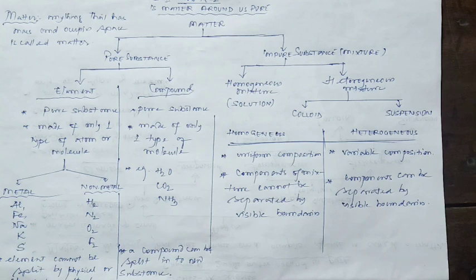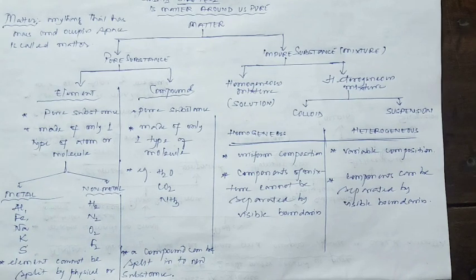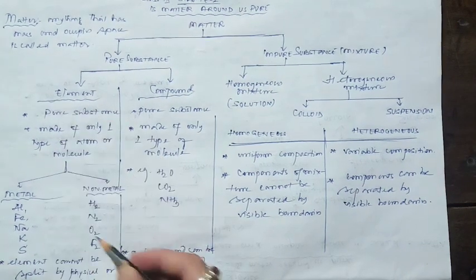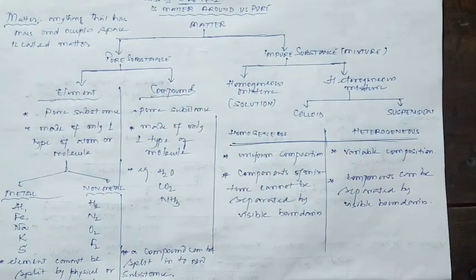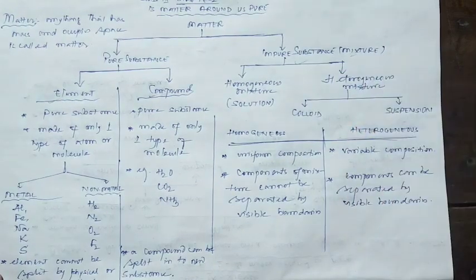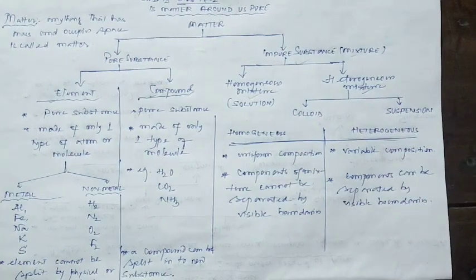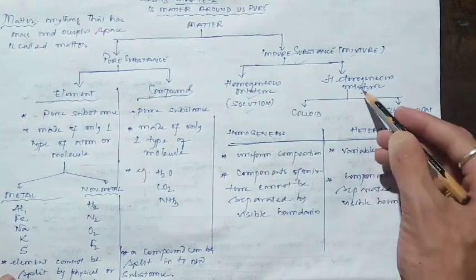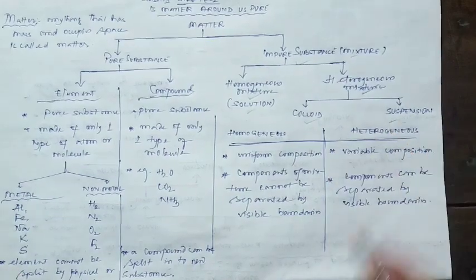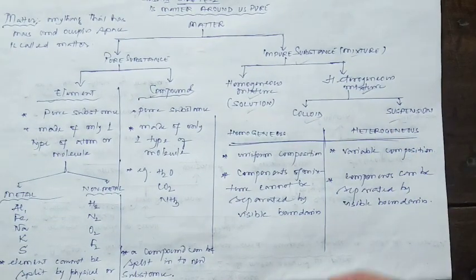Pure substance can be further classified into elements and compounds. Impure substance, which is also called a mixture, can be classified as a homogeneous mixture and heterogeneous mixture. Homogeneous mixture is also called a solution. Heterogeneous mixture further can be classified as colloids and suspension. We'll discuss the classification of this impure substance as homogeneous and heterogeneous after a short while. Let's briefly discuss this pure substance, elements and compounds.